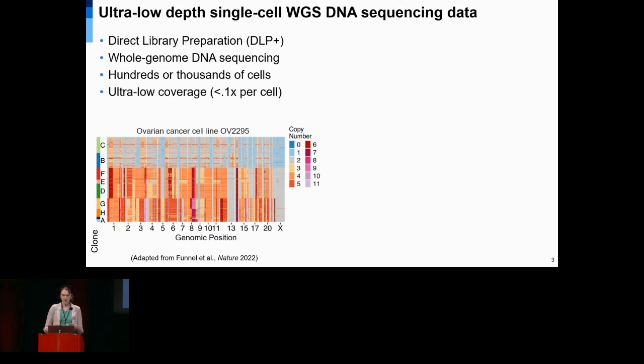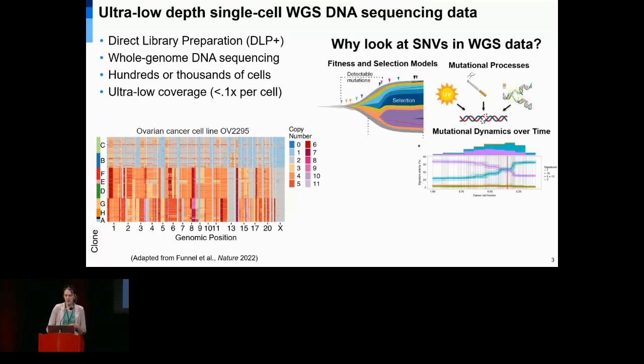So with DLP data, we measure hundreds or thousands of cells, but we get very low coverage, so typically less than 0.1x coverage per cell, often much lower. And this data is very well suited for identifying copy number aberrations, so amplifications or deletions of large regions of the genome. But today I'm going to be talking primarily about single nucleotide variants. And the natural question would be, if we have such low depth data where maybe we'll get one read per variant if we're lucky, why would we even look at SNVs in this type of data?